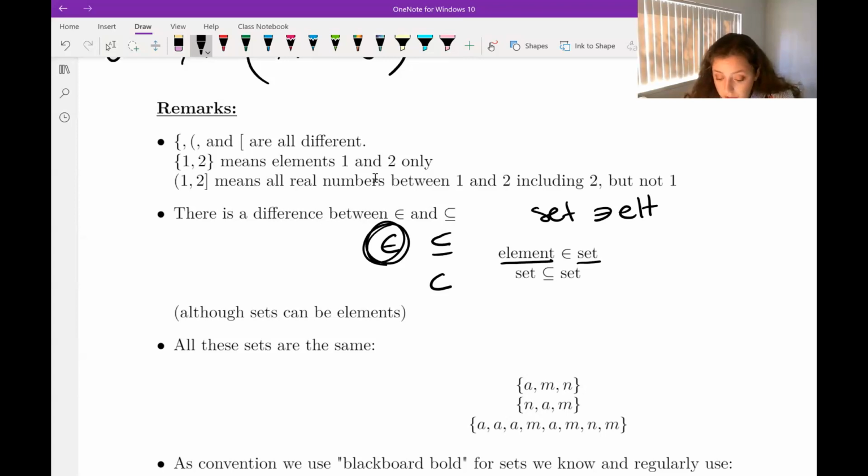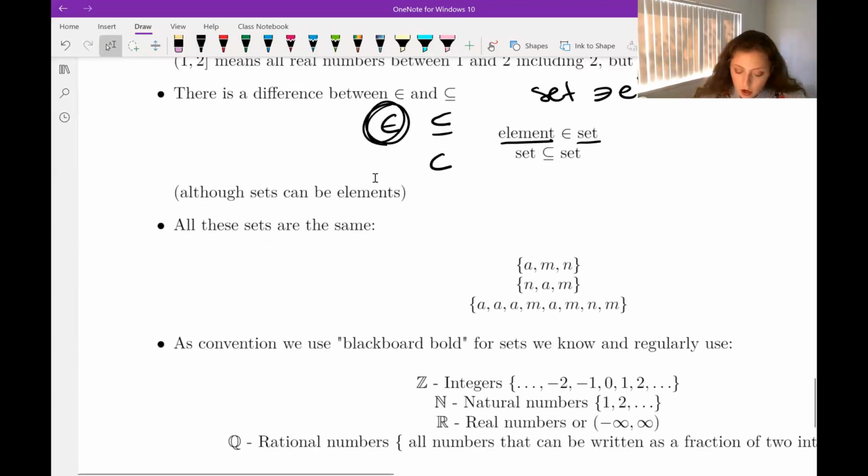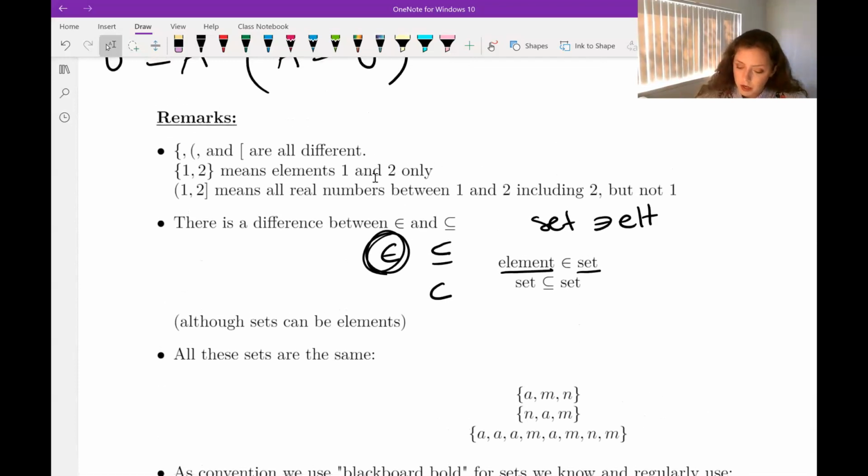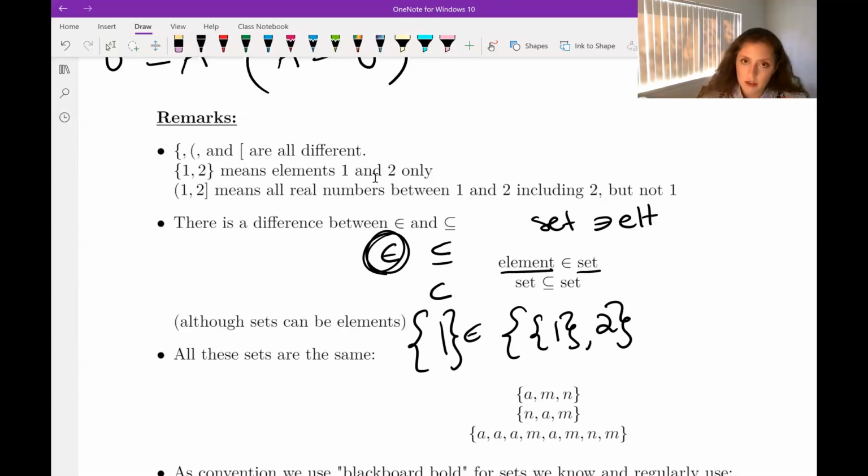And then for subsets, we can only talk about something being a subset of something else if the something and the something else are both sets, although sets can be elements. Okay, so example, 1 and 2, let's say. 1 is not an element of that. This is an element of this, but it is not a subset. It's not a strict subset either.